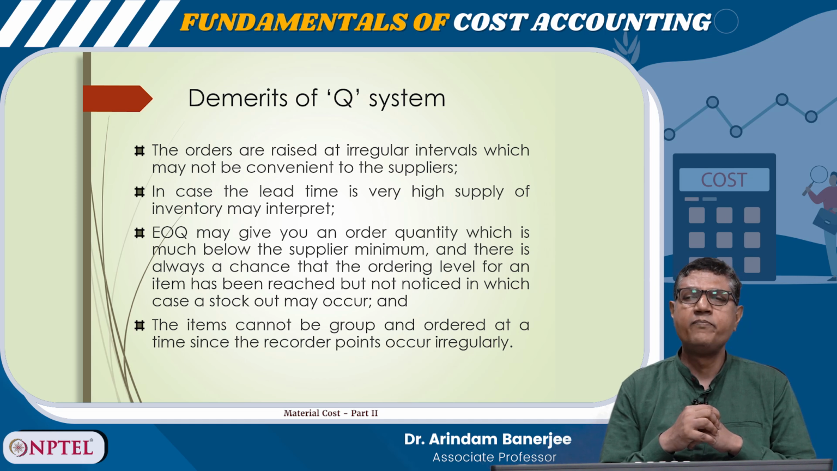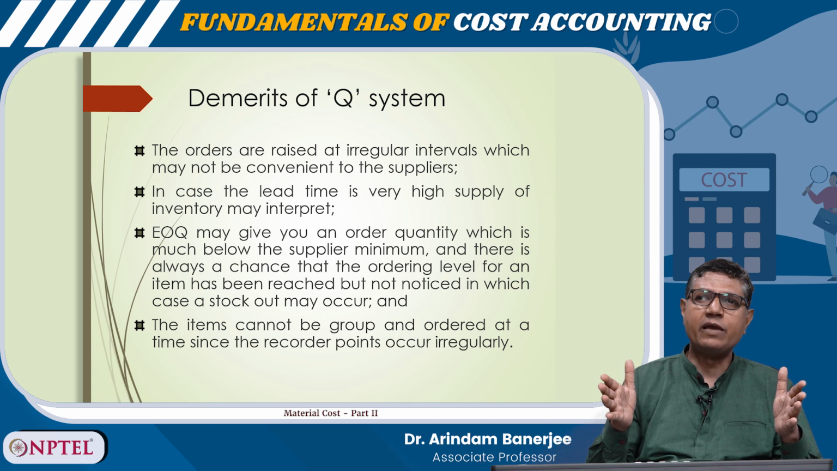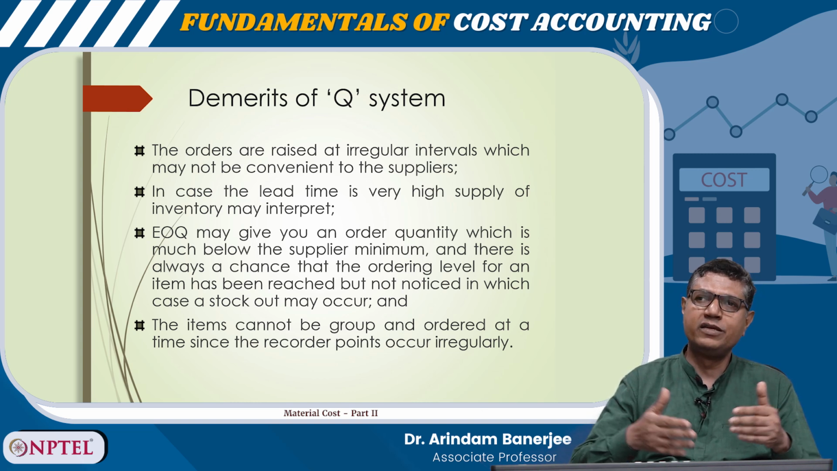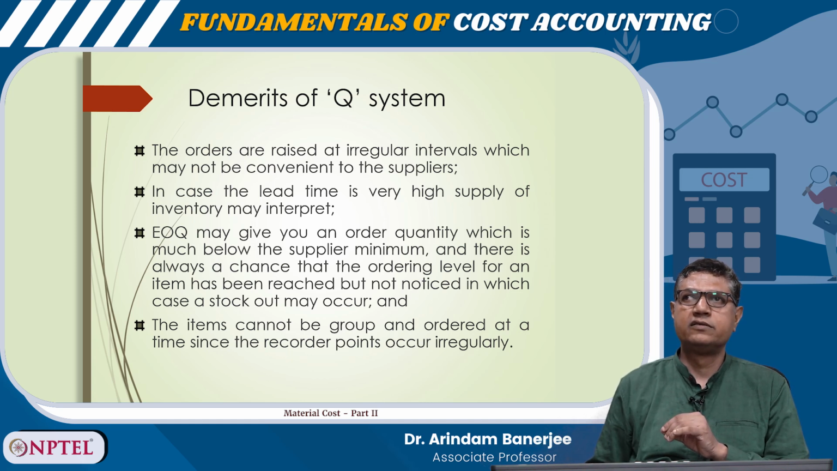The queue system is linked with the level of inventory, but not the time period, right. It is not like every month there will be an order. Sometimes the new order may happen in 15 days, sometimes the new order may happen in a couple of months. So, these are the demerits.